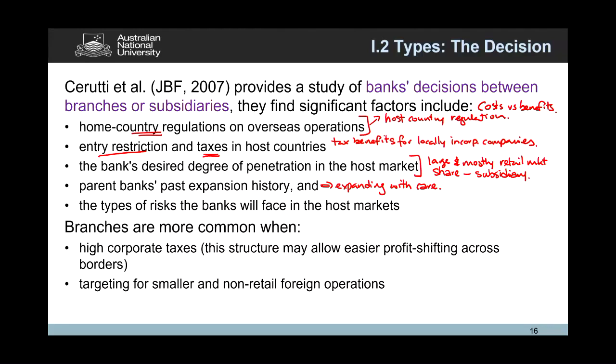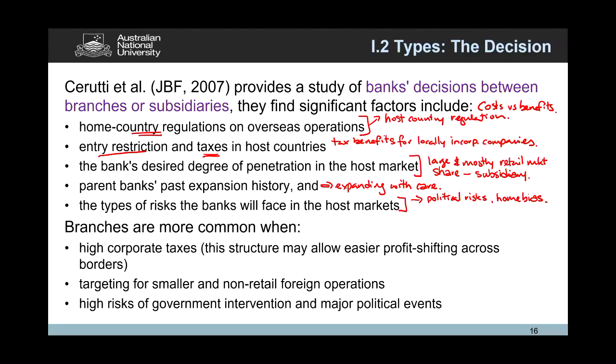And what kind of risks are the banks going to face in the host markets? This goes back to a lot of the costs that Walter also talked about: political risks, and also home bias risks. How likely are your host country's nationals going to embrace you?